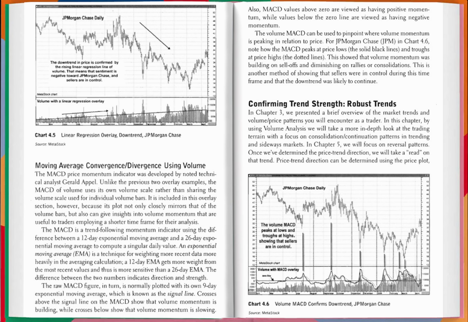For JP Morgan Chase, JPM, in Chart 4.6, note how the MACD peaks at price lows, the solid black lines, and troughs at price highs, the dotted lines. This showed that volume momentum was building on sell-offs and diminishing on rallies or consolidations. This is another method of showing that sellers were in control during this time frame and that the downtrend was likely to continue.